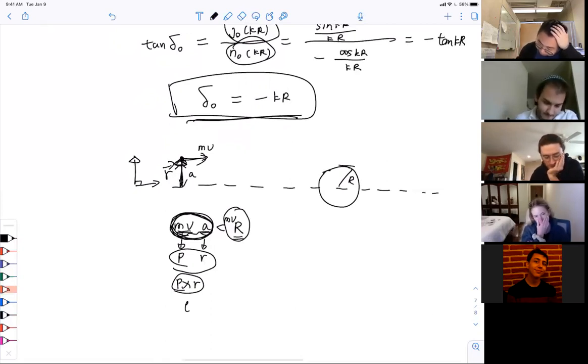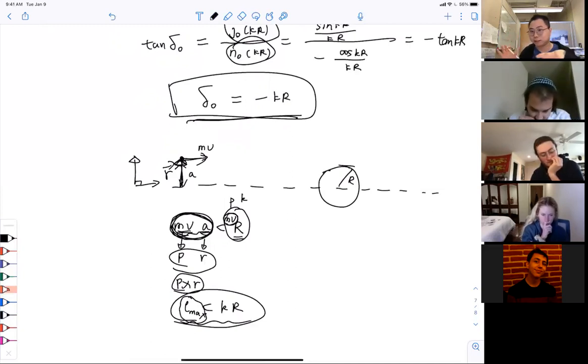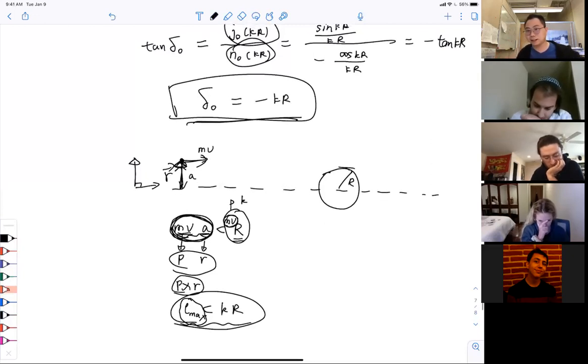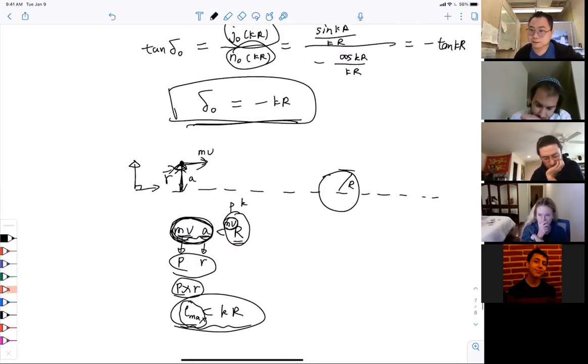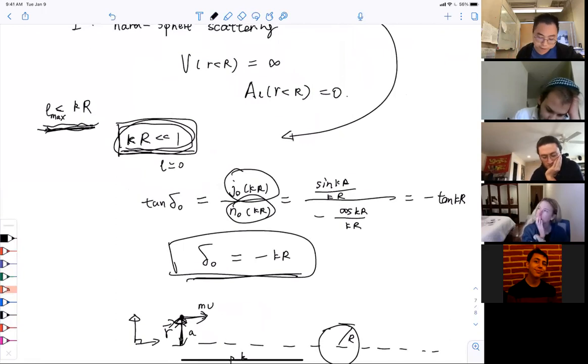And what's this guy? This is p. P is nothing but k. So it's k times r. So you can say for this kind of only when your L is smaller than kr, it will be scattered. This is a very classical picture, but it gives you some intuition. Is it clear? I think you can derive it very rigorously. It's also in the school, I believe.